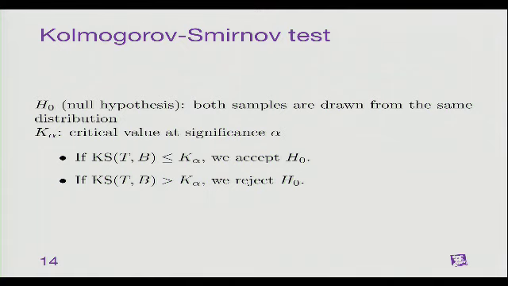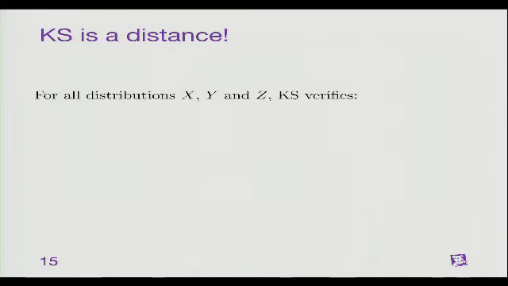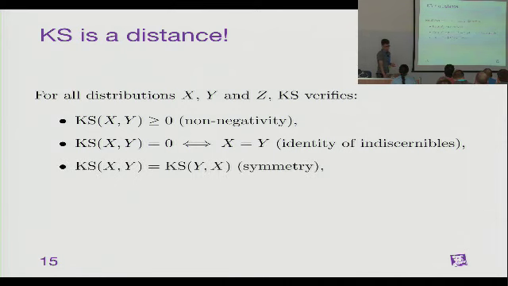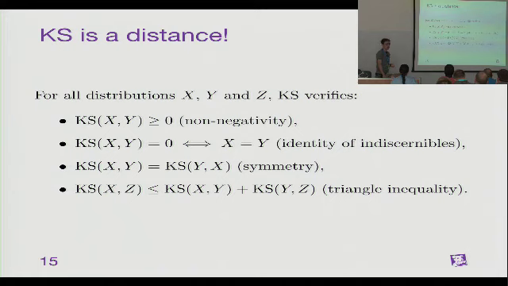And the great thing about that is that it gives a distance between distributions. So if you have three distributions x, y, and z, KS verifies that it is non-negative. It is 0 if and only if both distributions are the same. It is symmetric, obviously. And we have the triangle inequality.